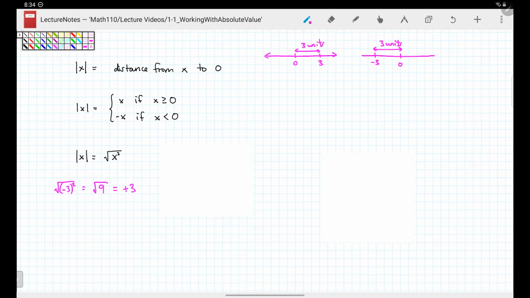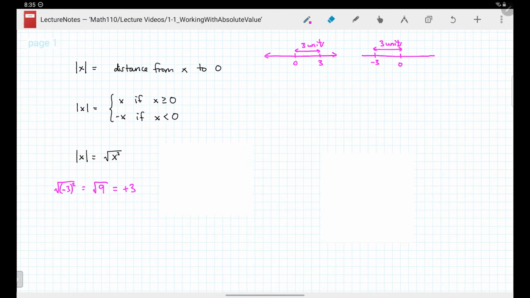So if you think about what's happening in this function, it is doing the same thing as the absolute value function. Now, this might be a strange way of representing the absolute value function, but it actually is very, very consistent with thinking about this notion of the distance of x from 0.